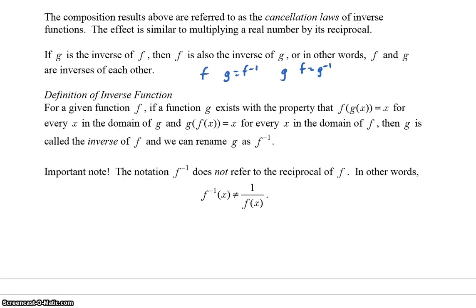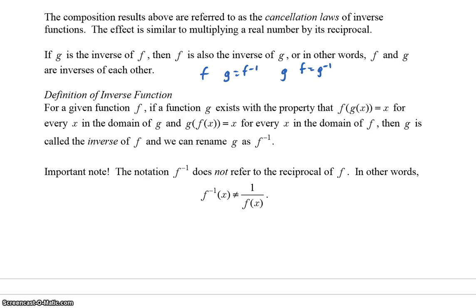So finally, here's the definition of inverse function based on function composition. For a given function f, if a function g exists with the property that f of g of x equals x for every x in the domain of g, and g of f of x equals x for every x in the domain of f, then g is called the inverse of f, and we can rename g as f inverse. So notice here we're treating g as the inverse function, although again f and g are inverses of each other. So the inverse of a function is defined formally using function composition.